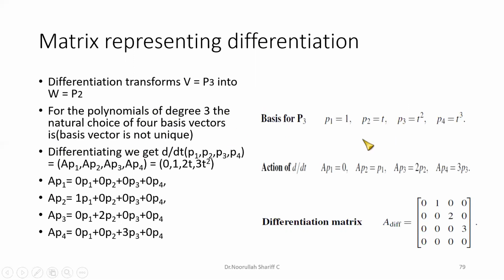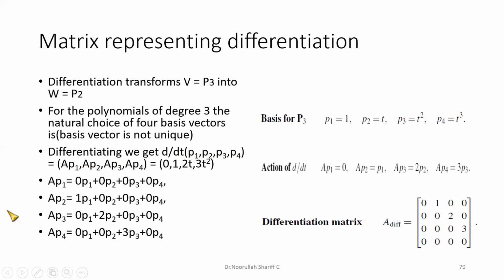Now this has to be transformed, or this has to be differentiated. If you differentiate this, d by dt of P1, P2, P3, P4 of these values, then we are going to get AP1, AP2, AP3, AP4 as 0, 1, 2t, 3t square. The differentiation of 1 will be 0, differentiation of t will be 1, differentiation of t square will be 2t, differentiation of t cube will be 3t square.